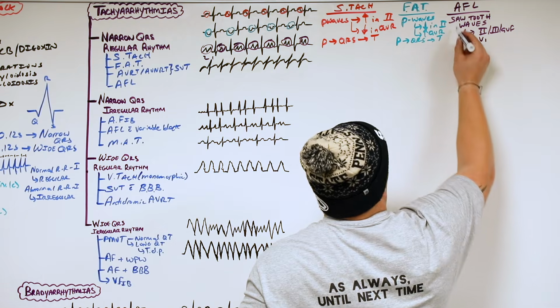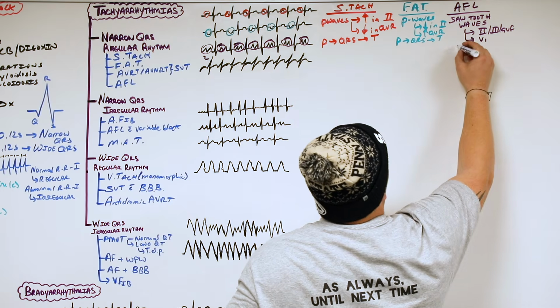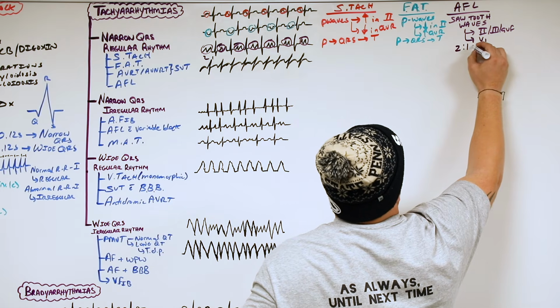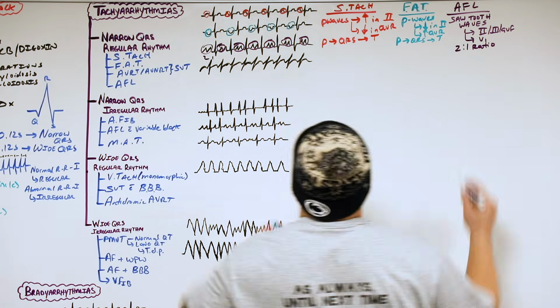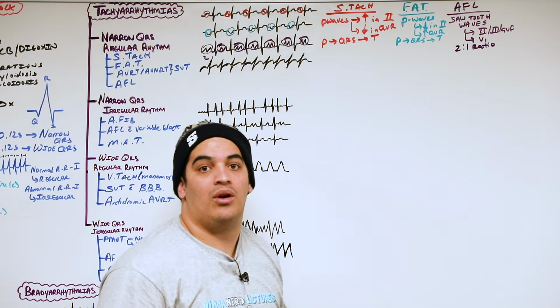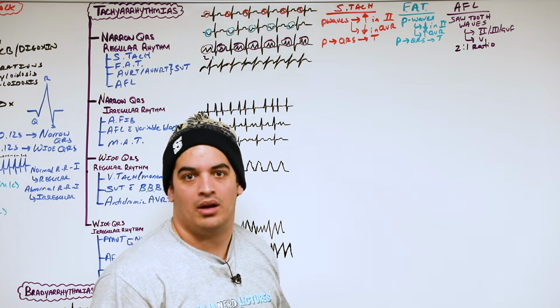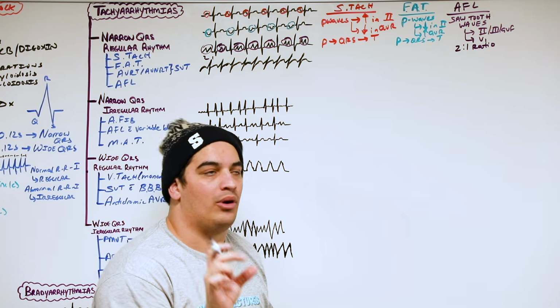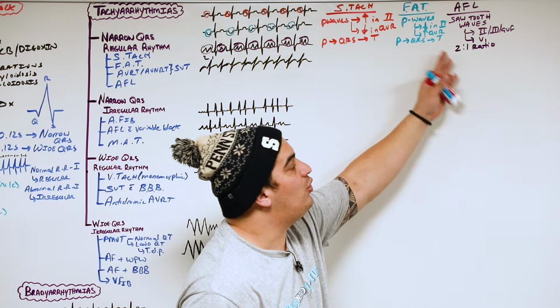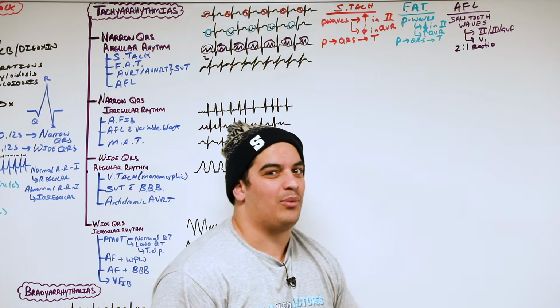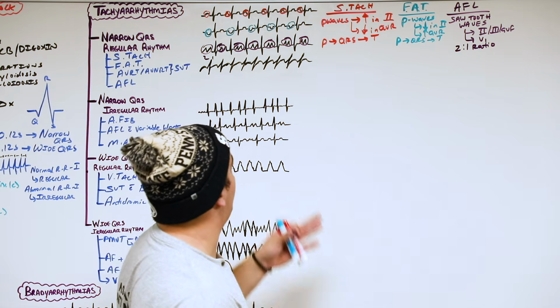Usually with atrial flutter, if it's regular and narrow, it has a constant ratio. In this case, this is a 2-to-1 ratio. But maybe it could be in other scenarios a 1-to-1, a 3-to-1, a 4-to-1. So that's the important thing to remember, is you need a constant ratio, 2-to-1 the entire time. Okay, and we'll talk about why a little bit later.